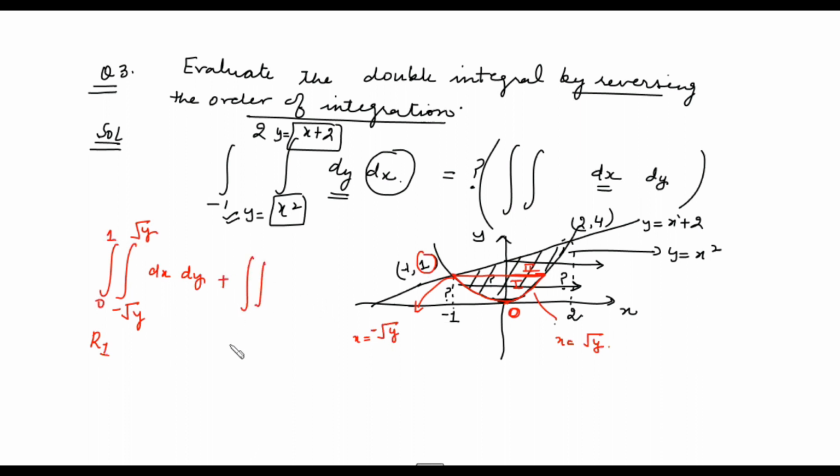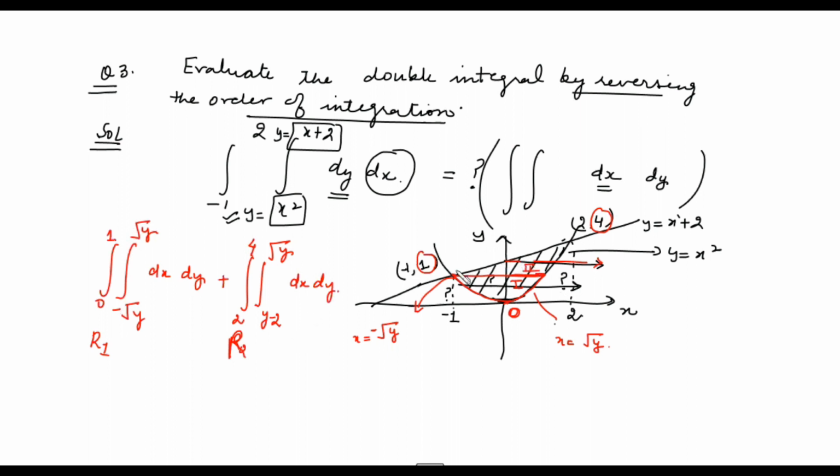Plus, now see the limits in region 2. In region 2, if you take a parallel line to x-axis, x is always varying from this line to this surface. Here the value of x is y minus 2, and here the value of x is square root of y. And in region 2, the minimum value of y is 1 and the max value is 4. So these are the limits with respect to x first and then with respect to y.